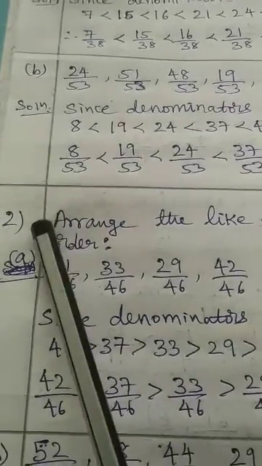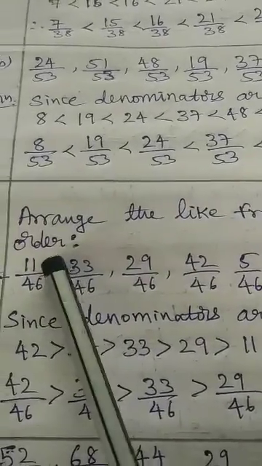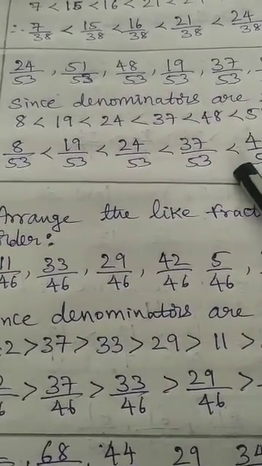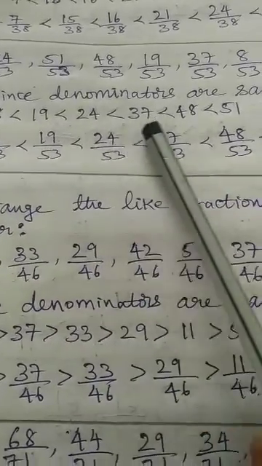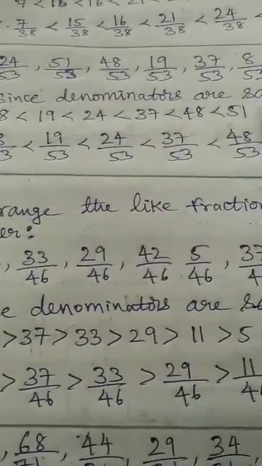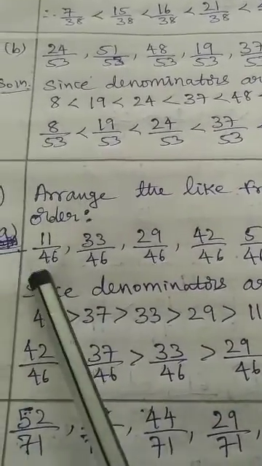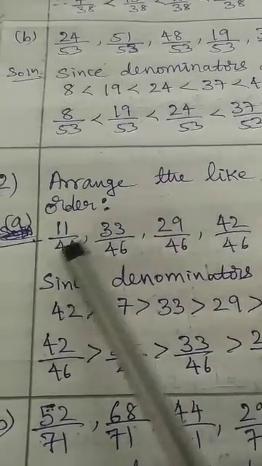Next we'll come across second main question, arrange the like fractions in descending order. Now ascending opposite is descending. Ascending means what? From small fraction to big fraction. Descending means the opposite, from big to small, like this. Descending means from big fraction to small fraction you have to arrange.